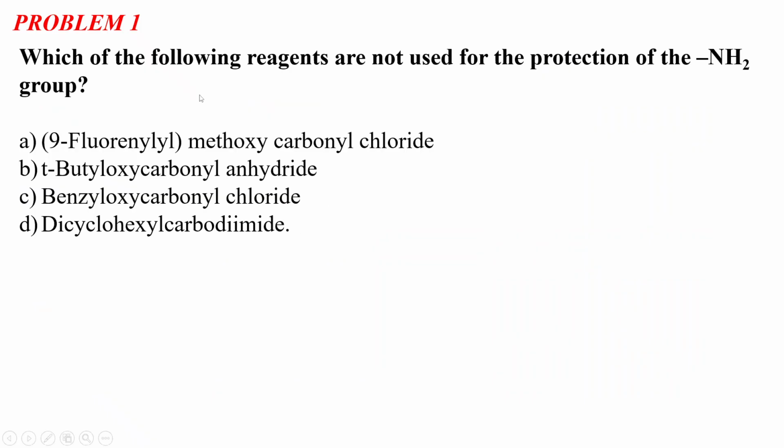So the question is which of the following reagents are not used for the protection of the amine group, and let me show you the answer first. So the answer is D, dicyclohexyl carbodiimide. Now I will show you the structure of all these 4 reagents.